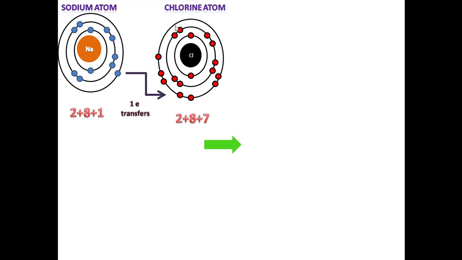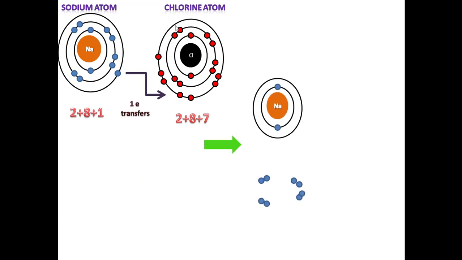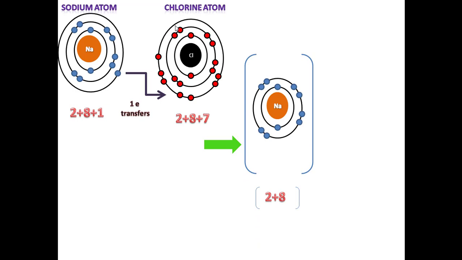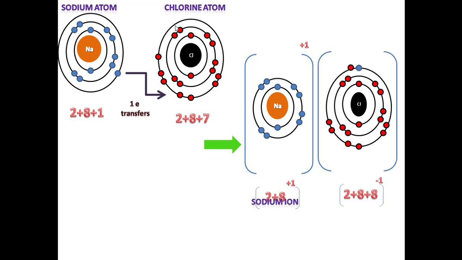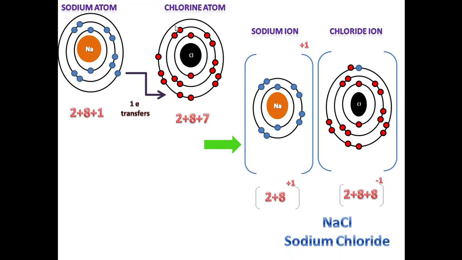What will happen as a result of the transferring of electron from the outer shell of sodium atom to the outer shell of chlorine? Both of the ions will become stable because they got a stable outer shell. So sodium ion has a positive 1 charge and chloride has a negative 1 charge. Okay, if you look at the outer shell here, it's stable because it's filled with 8 electrons. Here the outer shell of sodium ion is filled with 8 electrons. Both of the ions are stable.